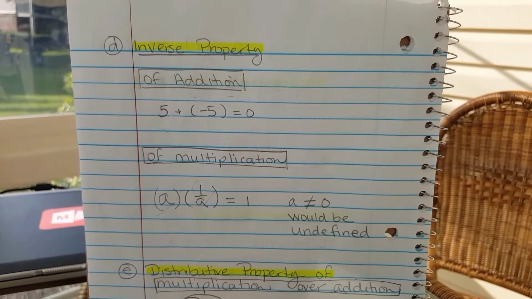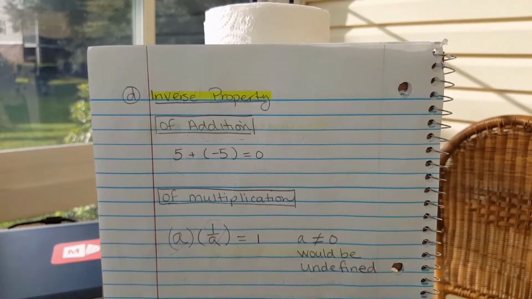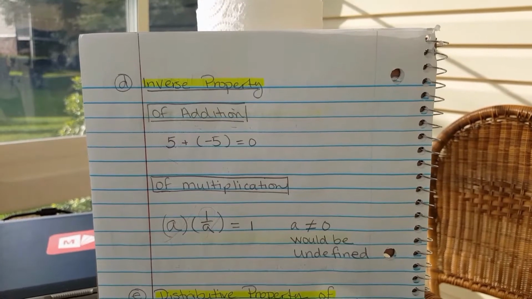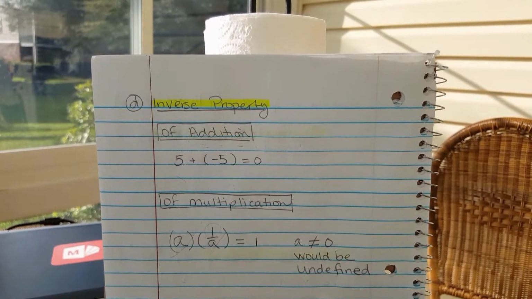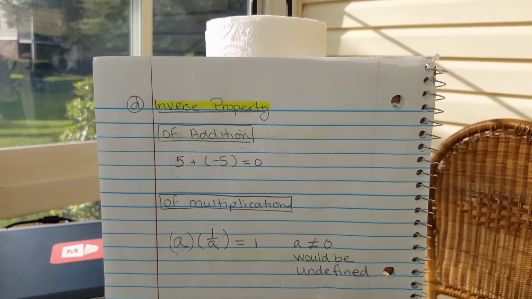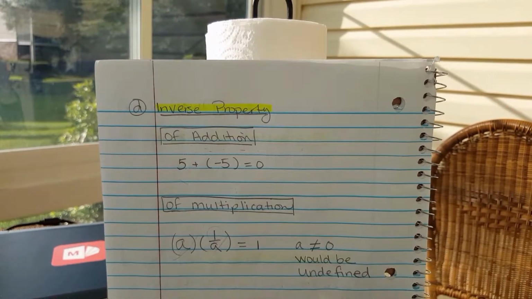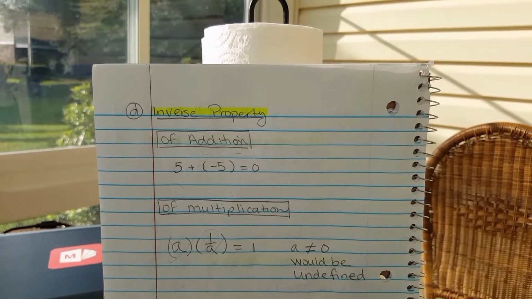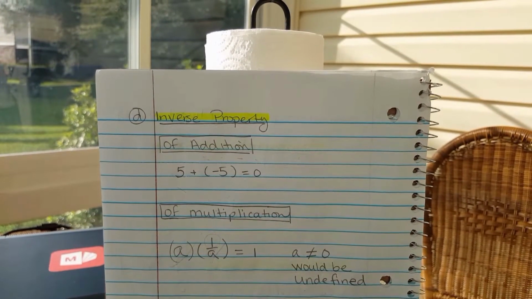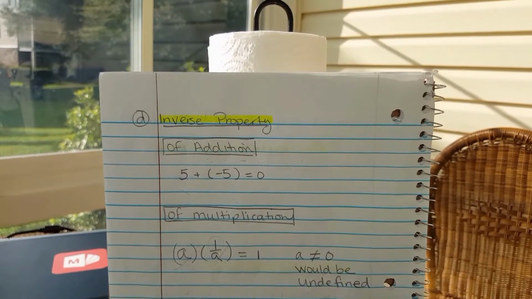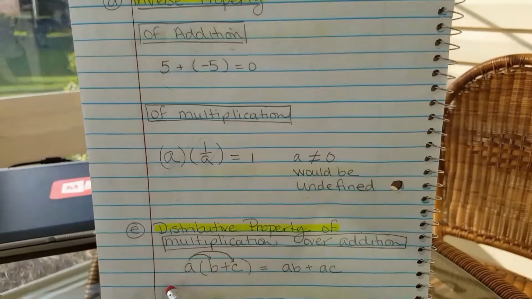Of multiplication, I use letters here instead, and I'll explain to you why it'll become more clear afterwards. The inverse property of multiplication states that a times 1 over a is equal to 1. However, the reason I use letters is because it just makes this concept clearer. A cannot be 0, because if a were 0, you'd have a 0 at the bottom of a fraction. Whenever you have a fraction with a 0 at the bottom, it's considered undefined. It cannot be solved. Okay?